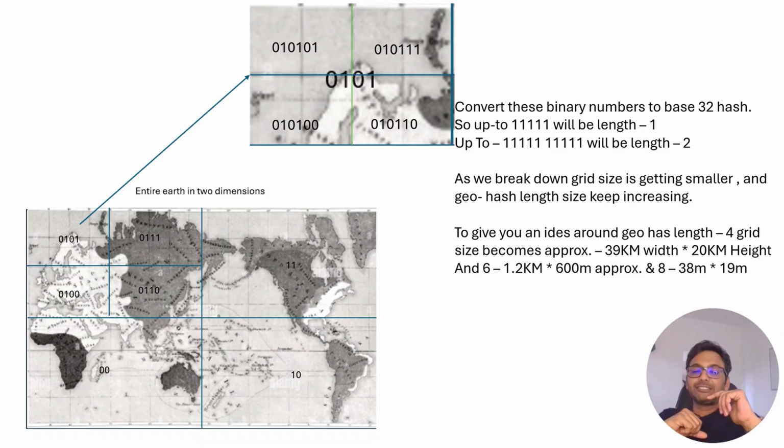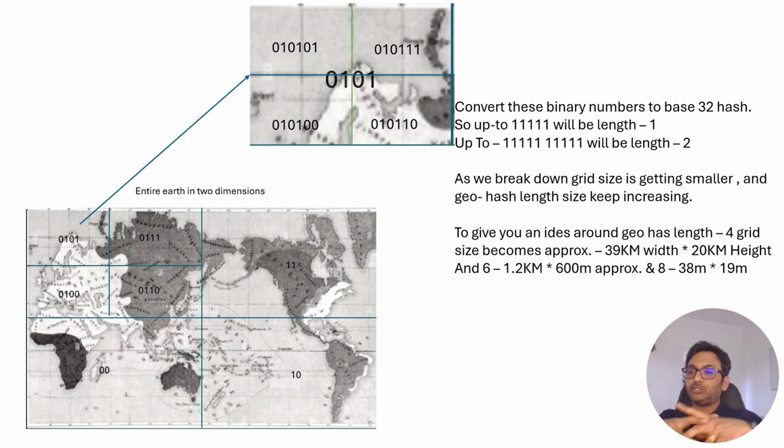Now you can imagine that if you have to find a business within 20 kilometer range, you will most probably store geohash of length 4. You will break down the cells up to 39 kilometer width and 20 kilometer height, so that whenever a user in that particular segment asks for businesses within 20 kilometer, you can just pick that geohash ID of length 4 and show the businesses in it.